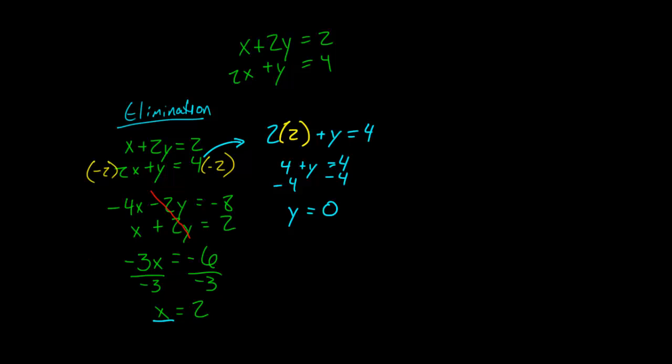We have it solved. Now, whenever we write this, we're going to write it as an ordered pair. Parentheses. The first thing that comes in an ordered pair is an x. Our x value is 2. Our second value is our y, so 0. There's your answer.